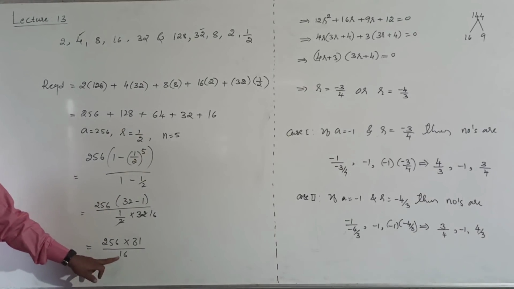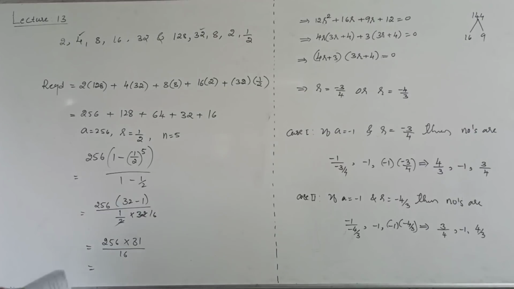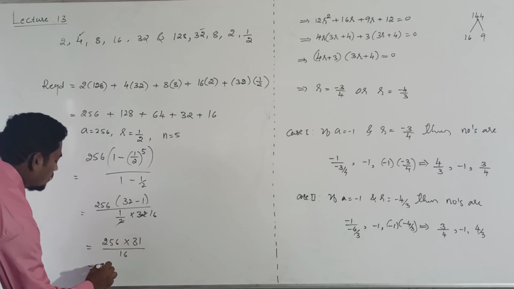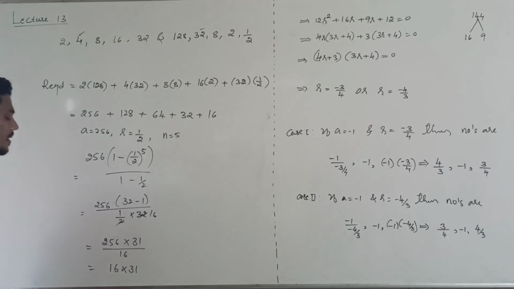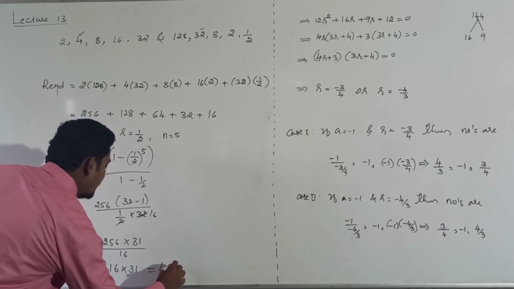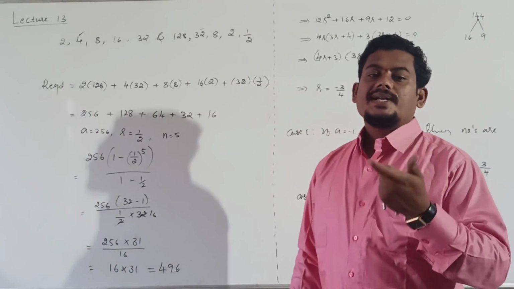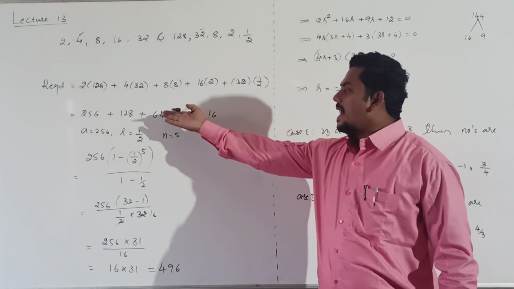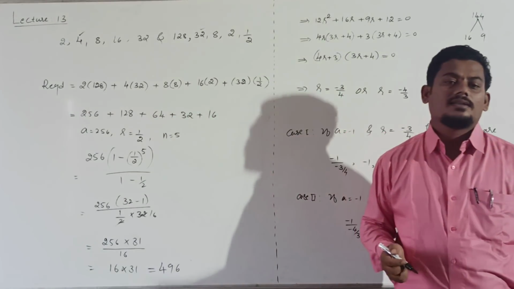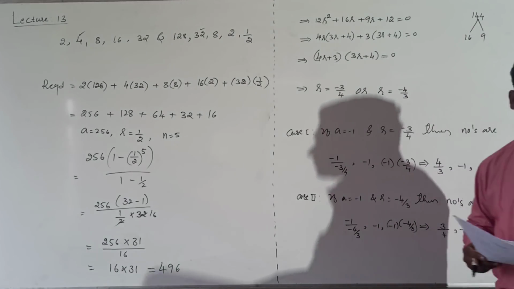256 divided by 16. After simplification, 16 into 31. If you multiply 16 and 31, you get the required answer. It gives 496. The required sum is 496, the sum of products of corresponding terms of the given two sequences. Don't add directly, use the GP formula. Thank you.